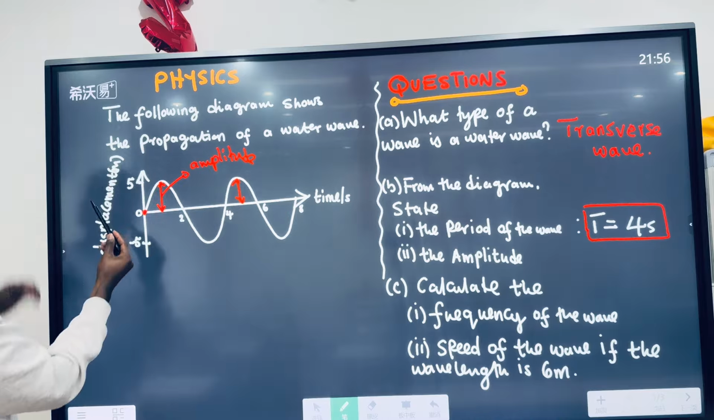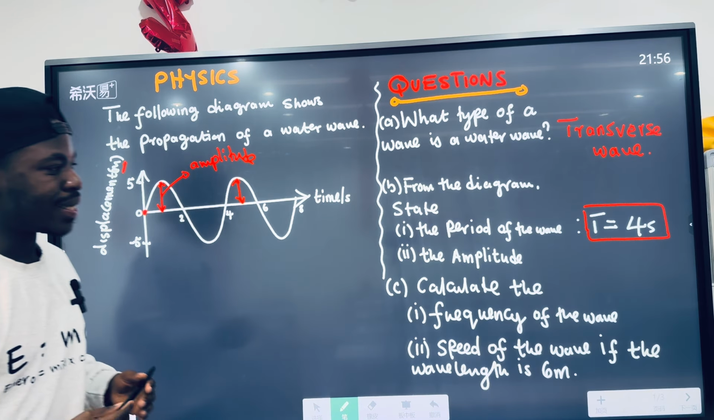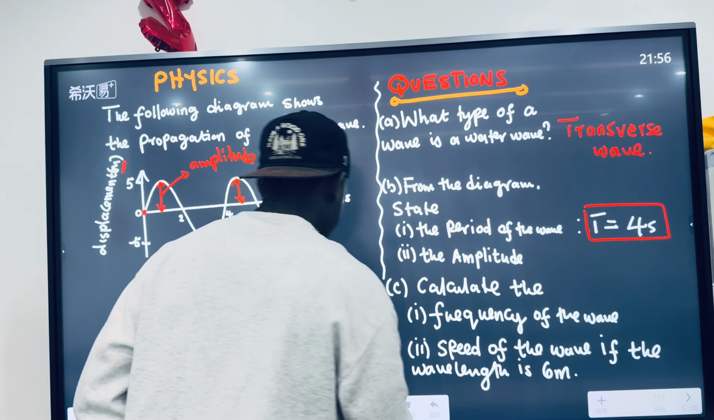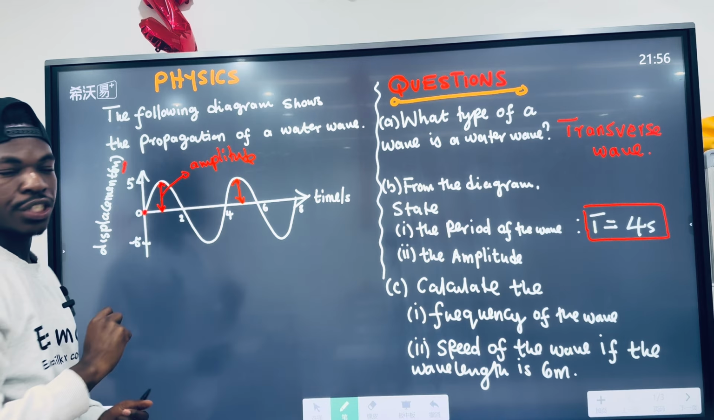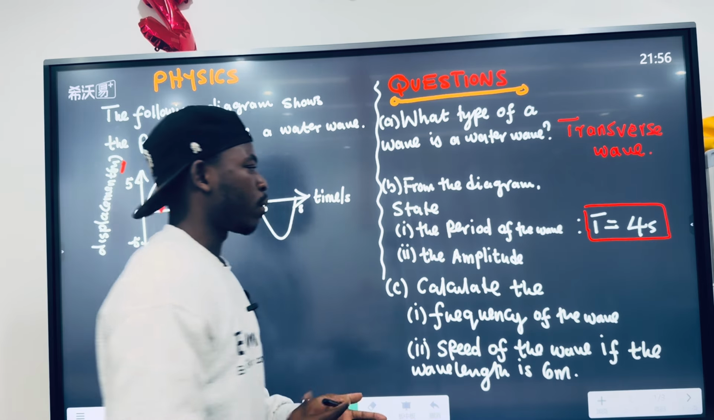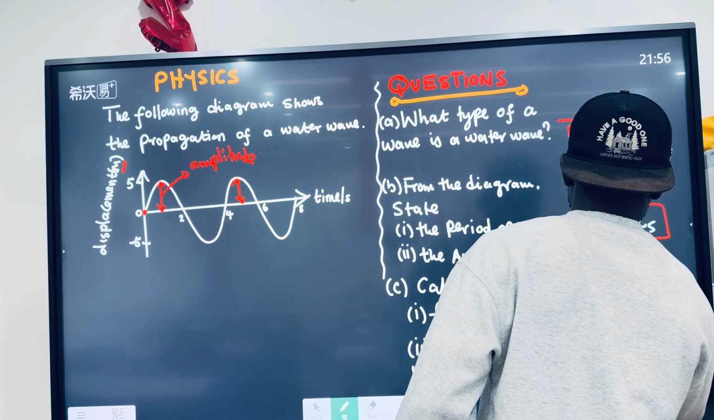You can even see displacement is in meters here. You look at the units here. So the amplitude is 5 meters. The maximum displacement a particle moves from its rest position is what we call the amplitude of the wave. Okay, so the answer here is what? 5 meters.